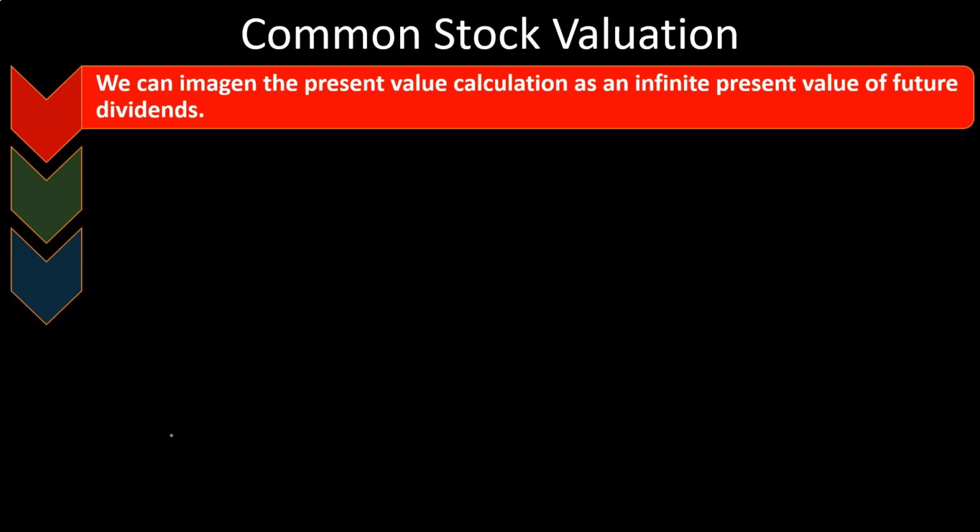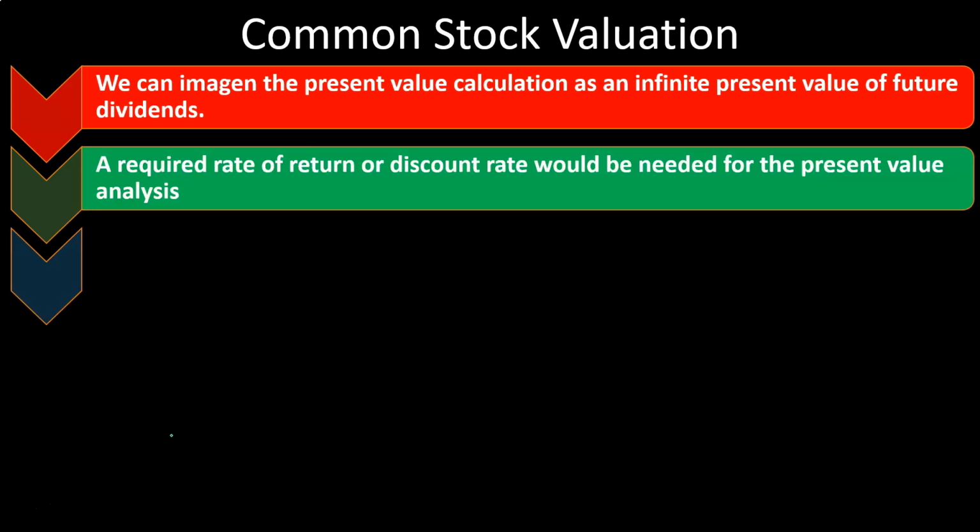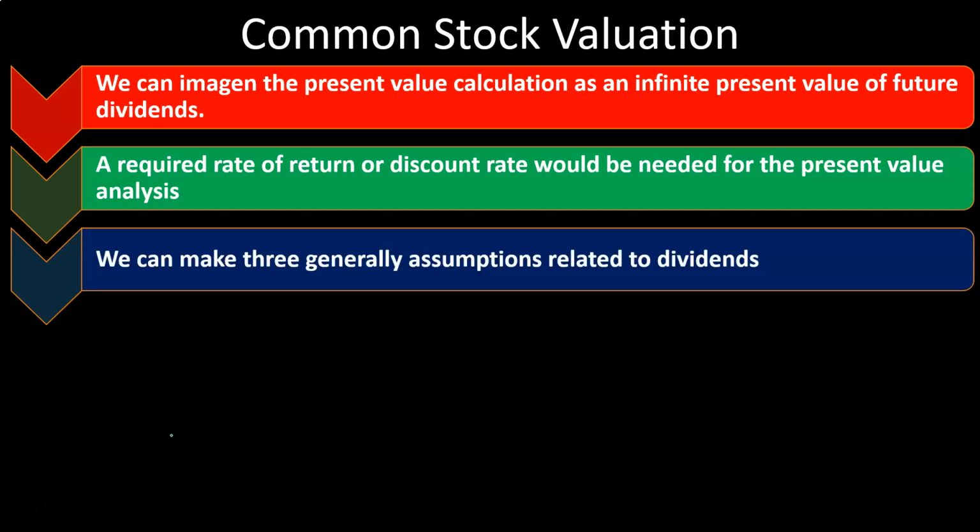And of course, the other problems that we talked about, in that the dividends might not be standardized through that whole time period either. A required rate of return or discount rate would be needed for the present value analysis. Same kind of thing as with the bonds, as with the preferred stock. We need that market rate, the expected rate of return, or the discount rate that the market wants, so that we could use that for the present value analysis of future cash flows.